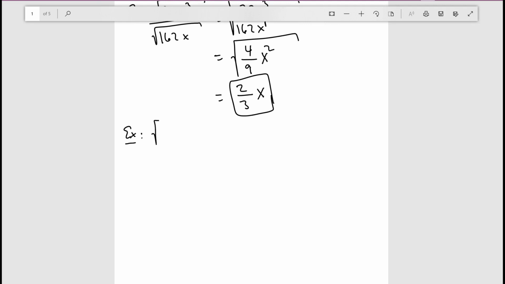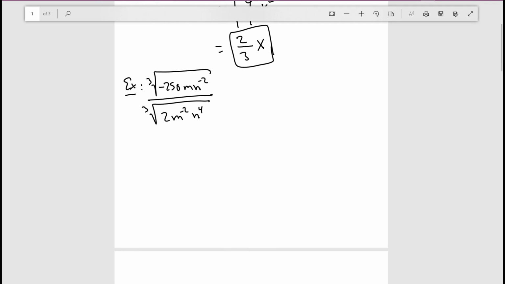All right, now let's do another one. Let's say now we have the cube root of negative 250 m n to the negative 2 divided by the cube root of 2 m to the negative 2 n to the power of 4. So the first thing that you want to do is put everything under one cube root: negative 250 m n to the negative 2 divided by 2 m to the negative 2 n to the power of 4.